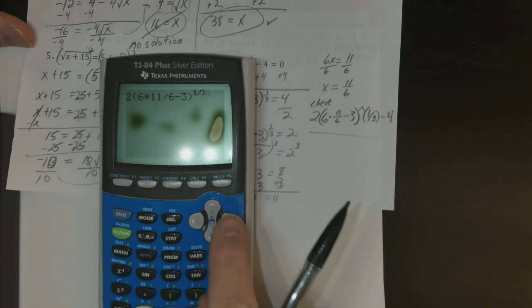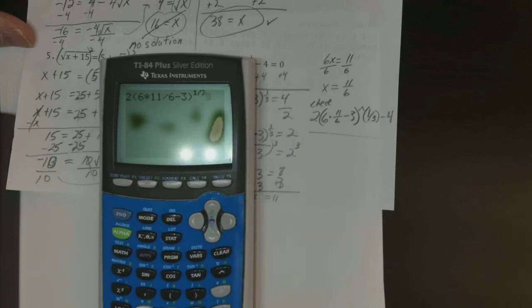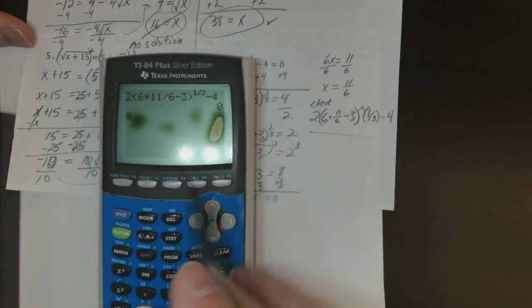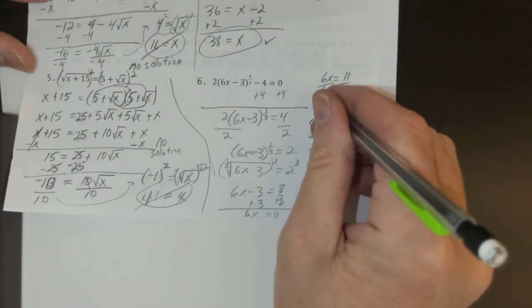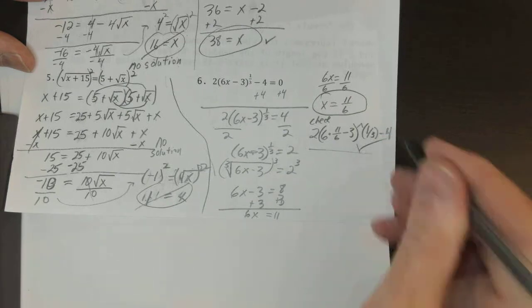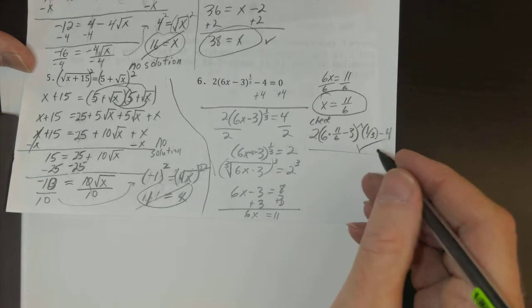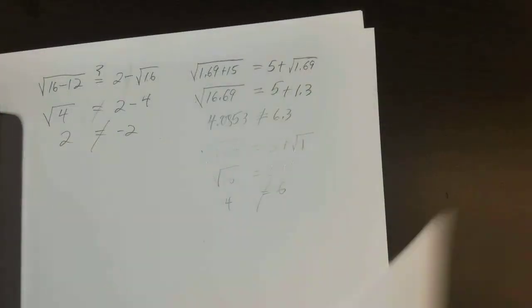Now to get out of the exponent, I'm going to hit this arrow. I'm going to subtract 4 from that. If I get 0, I'm going to say 11/6 is my answer. And I do get 0. Right there. So x does equal 11/6. It does check out. All right.